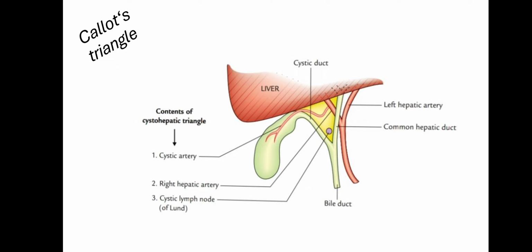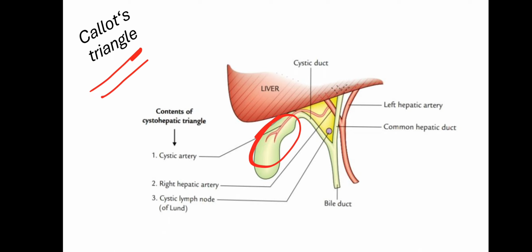So now that we have talked about the cystic artery, we'll see something about the biliary ducts. Here we can see the right and left hepatic ducts joining to form the common hepatic duct, and here we have the cystic duct. The common hepatic duct and the cystic duct join together to form the bile duct. This we all know. Here we have the right and left hepatic artery, and the right hepatic artery is giving off the cystic artery to the gallbladder.